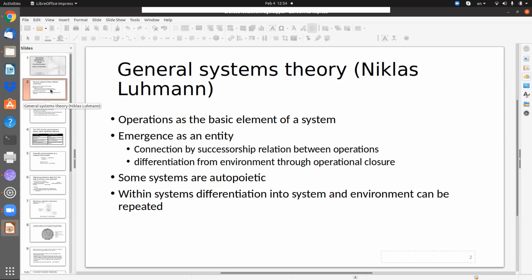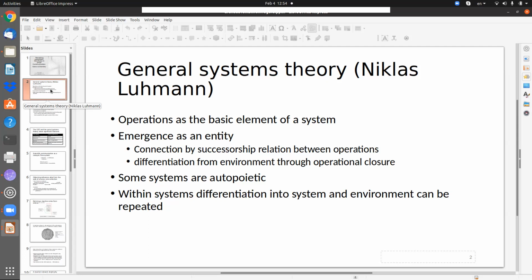We have a set of operations that can only lead to operations that are already in the set. And then there are some systems that are autopoietic, meaning that first they form themselves by a self-organizing process, and then they maintain their existence and ensure that there are always enough operations running to ensure its existence and form. And next, within systems, the differentiation into system and environment can be repeated, and this leads to the fact that we can have subsystems.